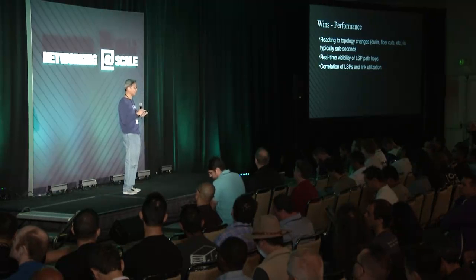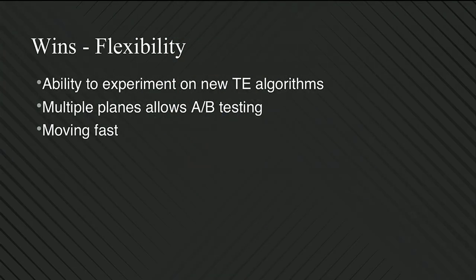We can also use this information for capacity planning as well. And finally, the last class of wins is flexibility. We're able to build new types of traffic engineering algorithms. In fact, we can implement a very large class of traffic engineering algorithms. The multiple planes allow us to do A/B testing, which allows us to verify whether the traffic engineering algorithm is effective or not. And finally, by moving all this software in-house, we are able to move fast and iterate quickly by trying new ideas, bug fixes, and features.